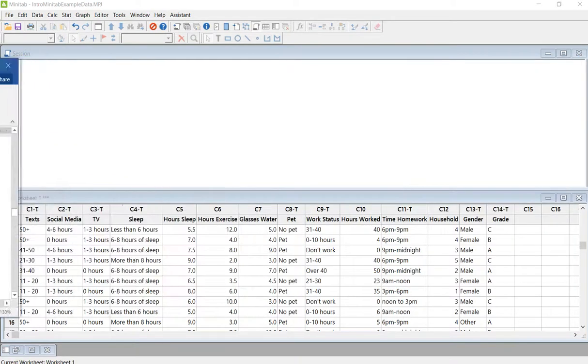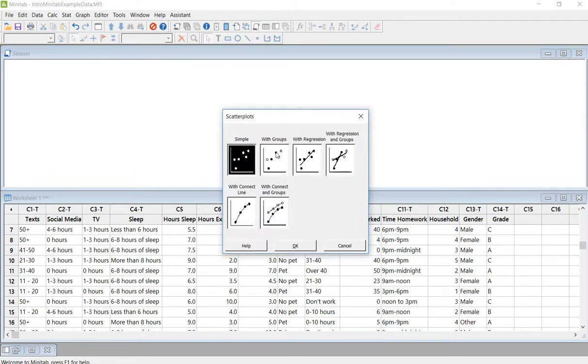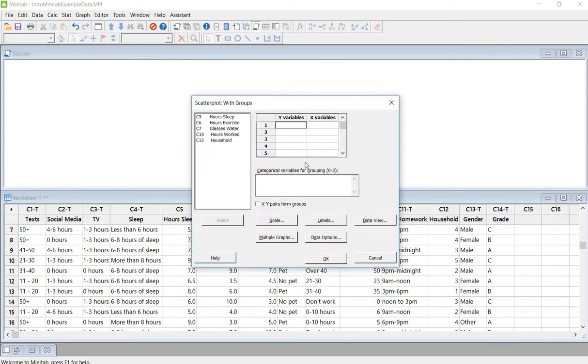So let's go ahead and come over here. We are using this Intro to Minitab example data that all of you have access to. And we're going to go to Graph, Scatterplot. This time we're going to do with groups and click OK. So similar to before, it doesn't really matter which variable is your y and which is your x, because these are both your numeric variables. In this case, I'm just going to use hours exercise and then glasses of water, but it doesn't matter. You could flip-flop them and it's not going to make a difference.